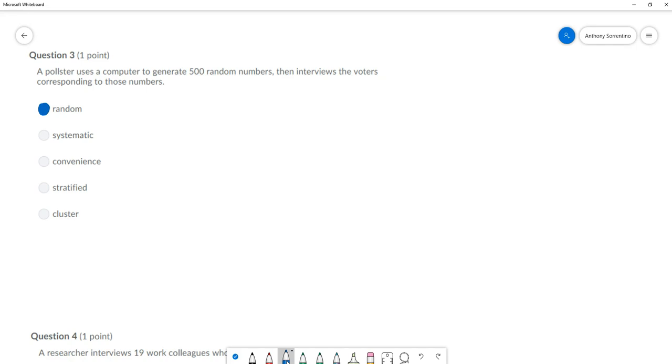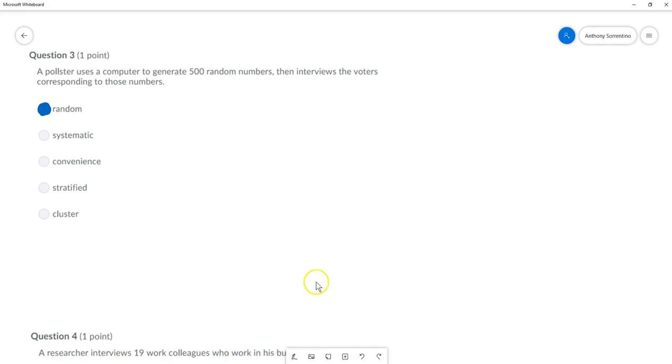And always be careful, just because the word random appears in it doesn't necessarily make it random. I can randomly choose people from clusters. I could randomly choose which clusters I choose for a test. So there's some randomness there, but primarily it might be a cluster or stratified. Just because you see the word random does not mean it's automatically a random sample. So be careful about that.